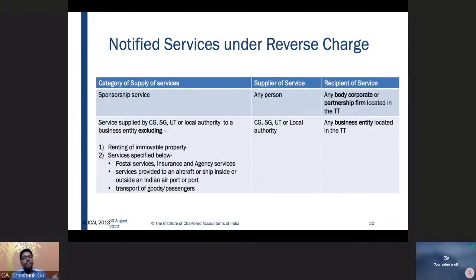So basically, being covered under the liability to pay tax under reverse charge is a mandatory condition for registration, and if a person is covered under registration, then such person cannot claim the benefit of the registration threshold.